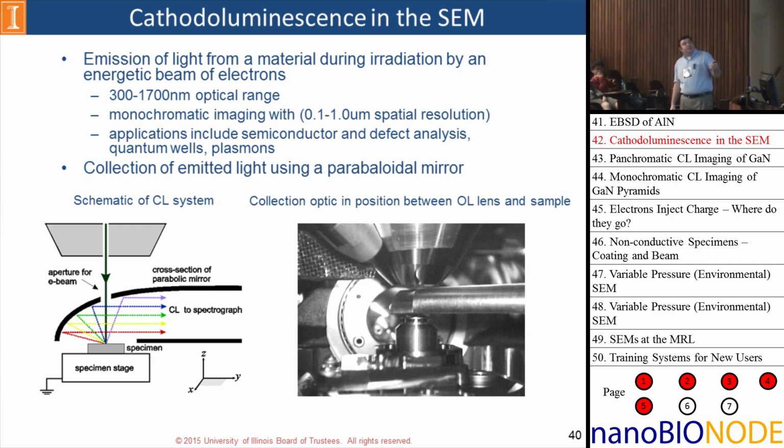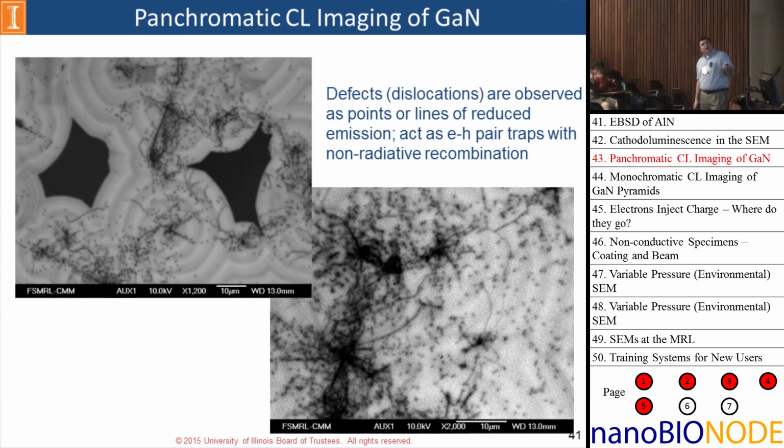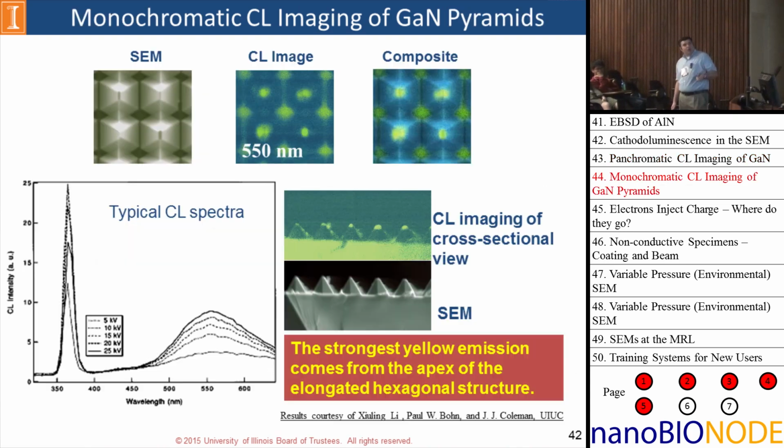So we have a fairly large optical range. You get decent spatial resolution. The primary applications of this are semiconductor defect analysis, quantum wells, plasmons. So some examples: defects in gallium nitride. We can see point defects, line defects here. And then another decent example is emission from gallium nitride pyramids. So we can isolate out the exact emission points from this type of structure.